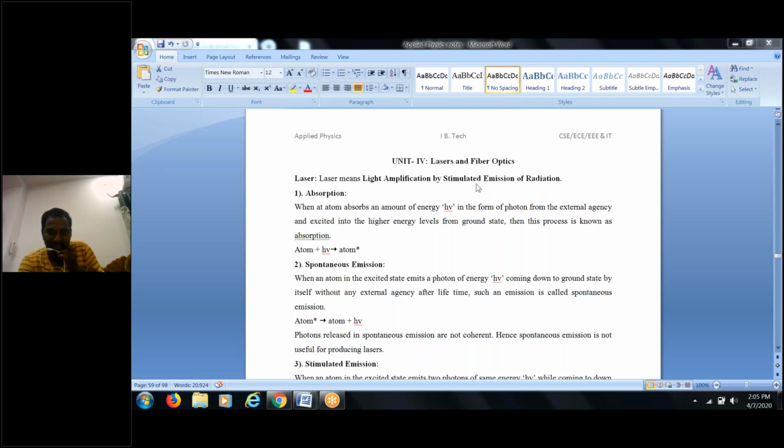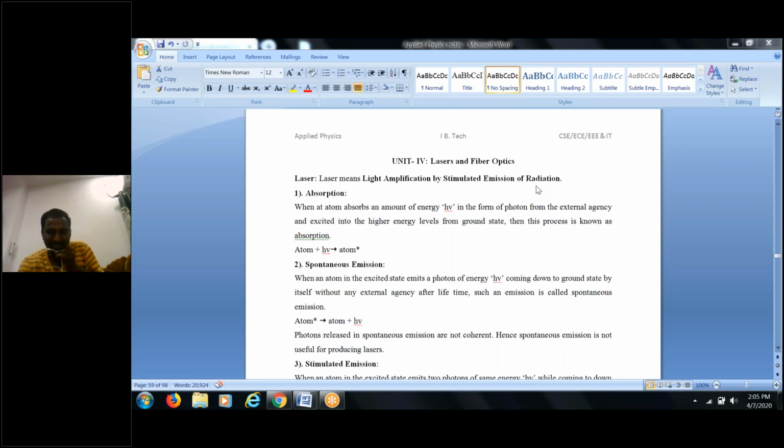And if you observe stimulated emission, this is the process which is responsible for the production of laser light. And the word amplification, what is meant by it? You know the general meaning: amplifying the signal, amplifier. That means with the minimum input, we get a maximum output. Therefore, the entire physics behind the operation of laser light depends upon this acronym: light amplification by stimulated emission of radiation, right?